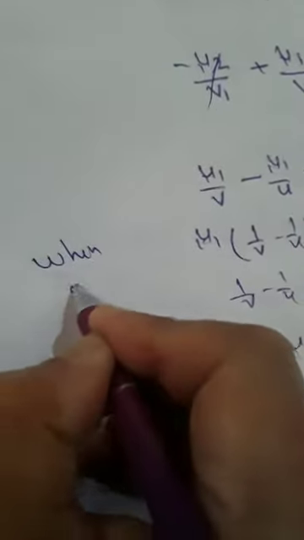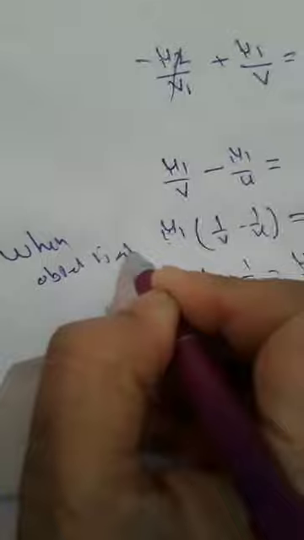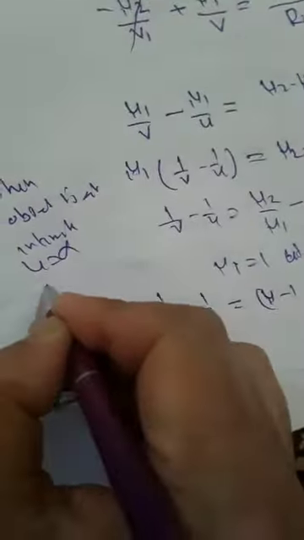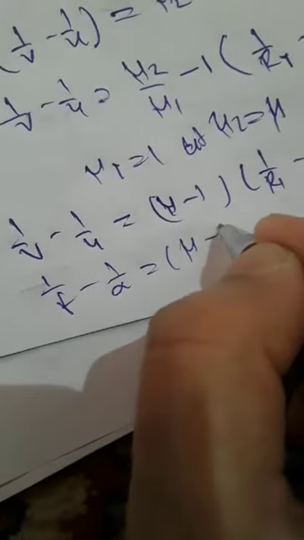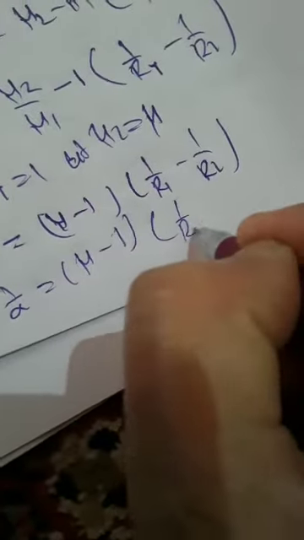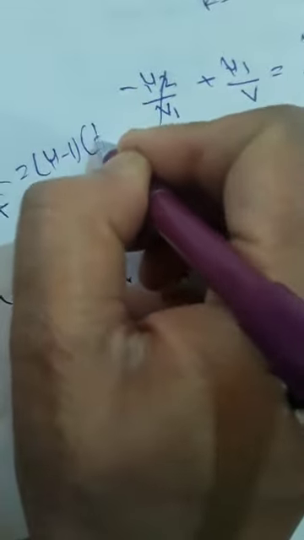But when we consider that the object is at infinity, that means u is equal to infinity, the image is formed at v is equal to f. You know this formula. Substituting in this equation, it becomes 1 by f minus 1 by infinity is equal to mu minus 1 times 1 by r1 minus 1 by r2. 1 by infinity is equal to 0. That means ultimately we get the Lensmaker formula: 1 by f is equal to mu minus 1 times 1 by r1 minus 1 by r2.